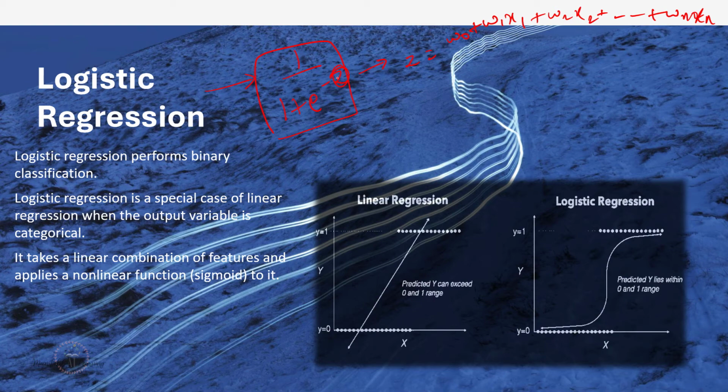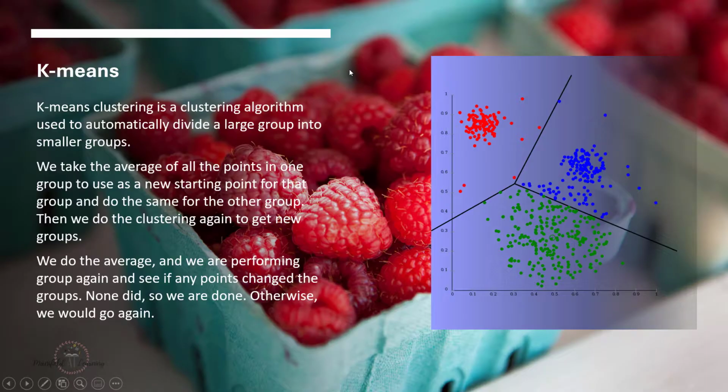If I'm dealing with data where I'm sure it can be linearly separated, and the outcome that I'm looking out for is categorical in nature, then I will use logistic regression. Next, we've got the k-means algorithm.